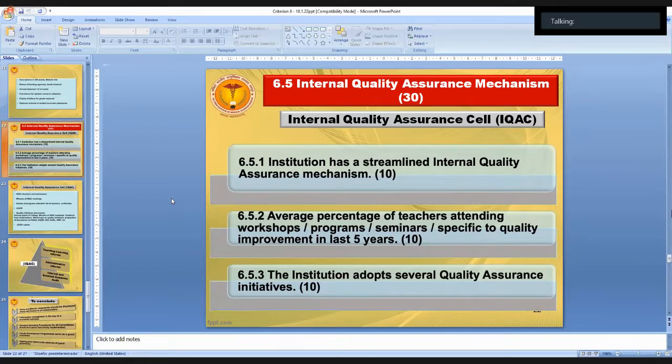Who are the members? Of course, the dean or the principal will be the chairman, but you need to have an IQAC coordinator. Now, who will be an IQAC coordinator? The person has to be of the rank of professor. There is a reason for this. The person should command respect.